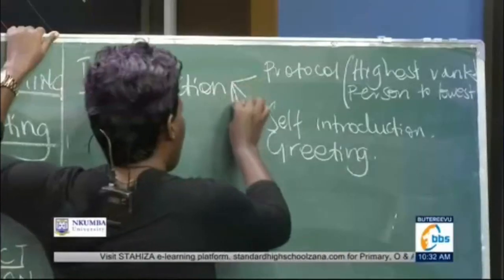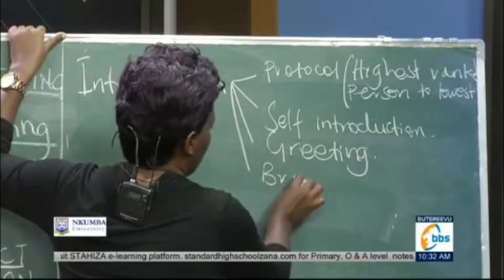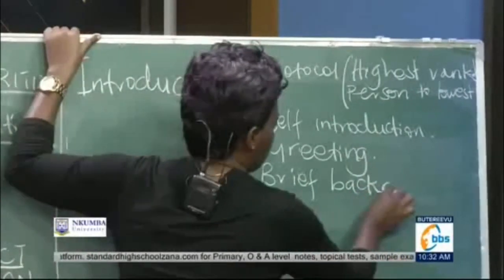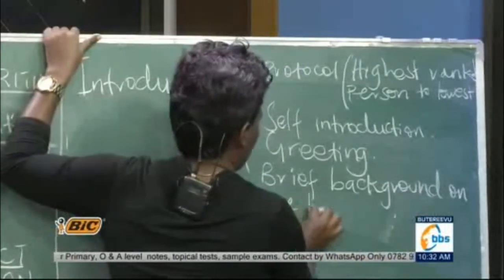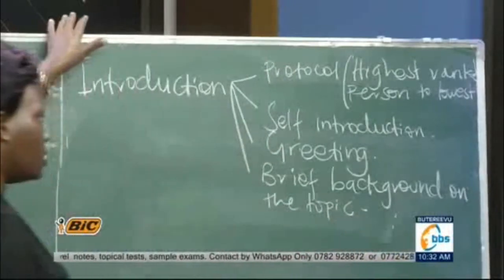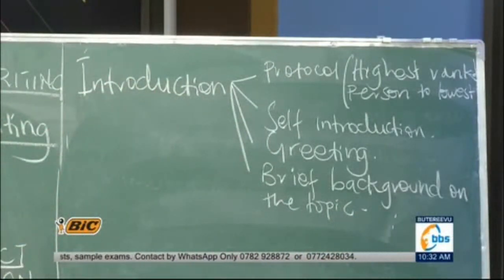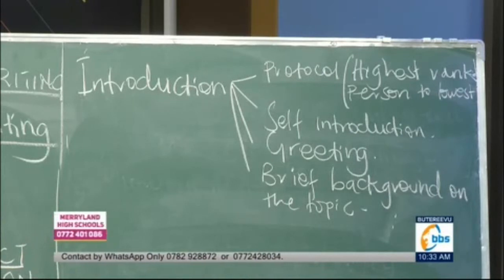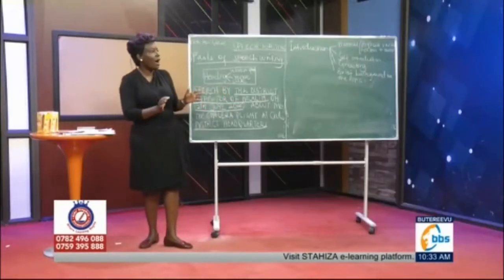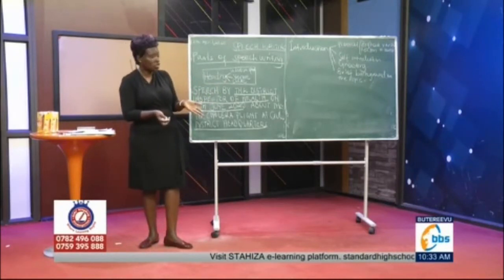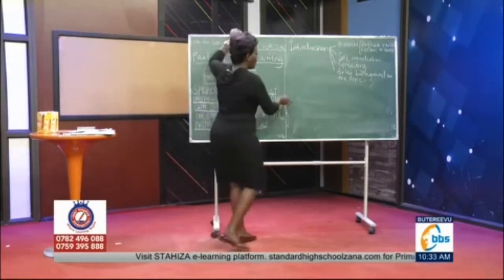Then you can give a brief background on the topic. At that time, if it is a funeral, let's say it's a eulogy you're giving, you could be telling us how you know the deceased, how you met. You're giving us just brief background information of how you have come to be the one giving that speech. So that is what we have. Then we shall look at the body.